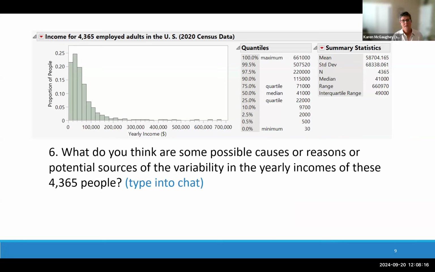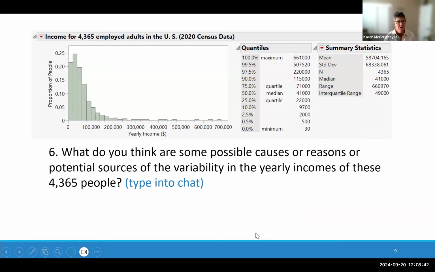Then what do you think are some possible causes or reasons or potential sources of the variability in the yearly incomes of these 4,365 people? So if you have some ideas, maybe put those into the chat, right? So what are some reasons or causes for the variability that we see in yearly income?